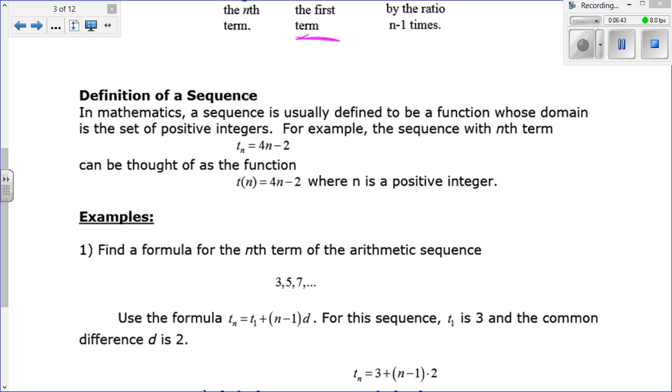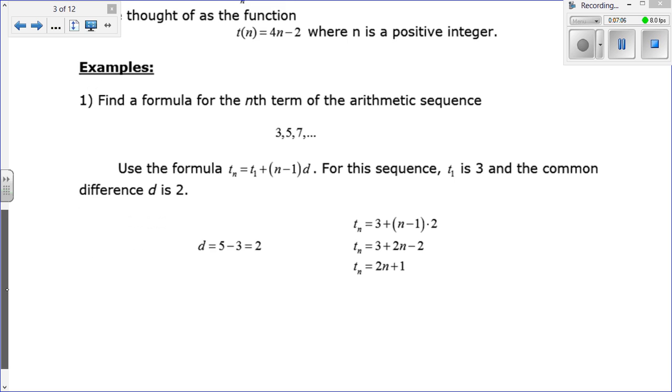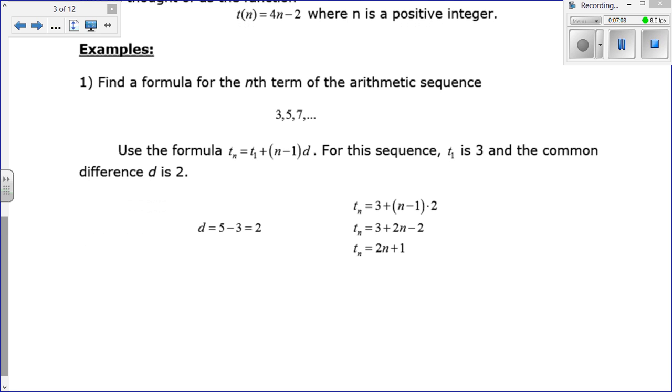All right, the definition of a sequence. In mathematics, a sequence is usually defined to be a function whose domain is the set of positive integers. For example, the sequence with the nth term, t sub n equals 4n minus 2, can be thought of as the function t of n equals 4n minus 2, where n is a positive integer. So for example, find a formula for the nth term of the arithmetic, it means I'm going to have a common difference, sequence.